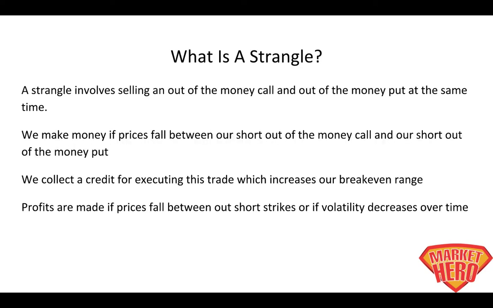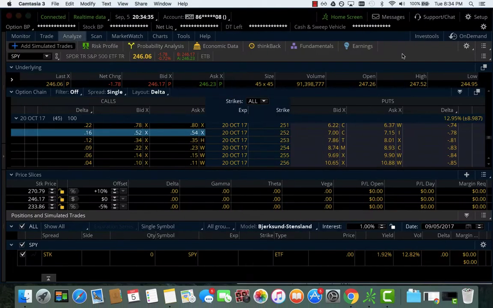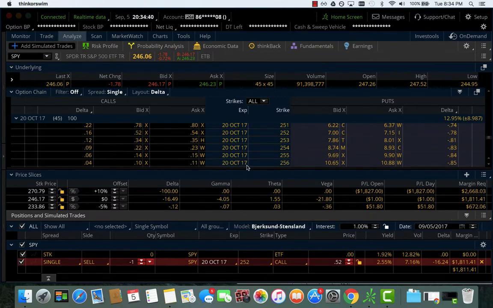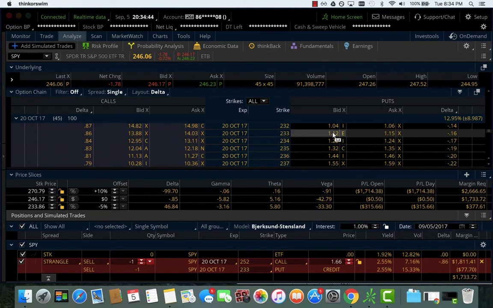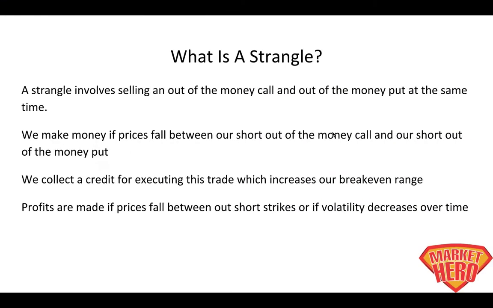Again, we know what a strangle is. A one standard deviation strangle is selling the out of the money 16 delta call and the out of the money 16 delta put at the same time. We would like those options to be out of the money when they expire, and also at the same time, if the expected move goes down, then the value of these options that we sell also go down, right? Makes sense. And you guys know all that.